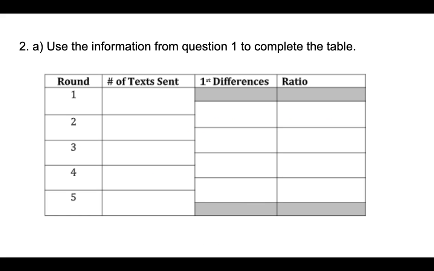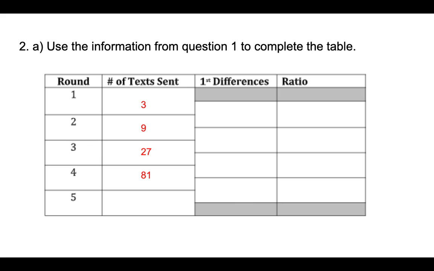So what we're going to do first is set up a table. In round one, the number of texts sent was three. That original person sent three texts. In round two, the number of texts sent was, you can go back to the diagram and count, nine. In round three, there were 27 texts sent. And finally in round four, if you count all those dots, there were 81 texts sent.